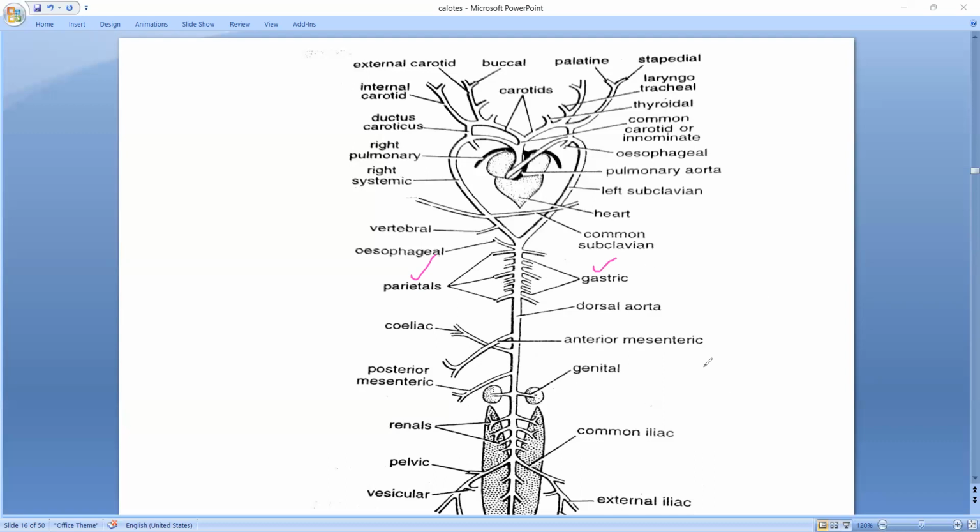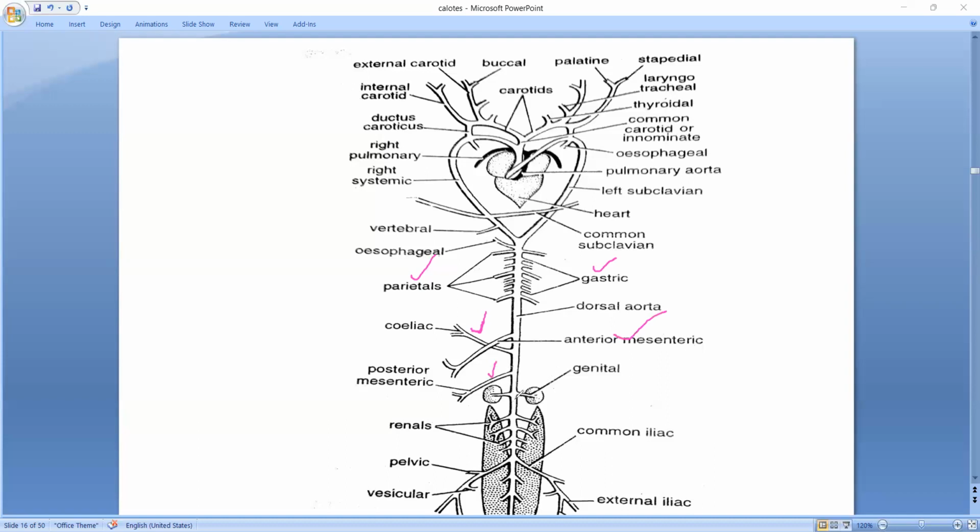And then here, this is celiac, to the stomach, pancreas, and spleen. This is the anterior mesenteric to the small intestine, and the posterior mesenteric artery to the rectum.